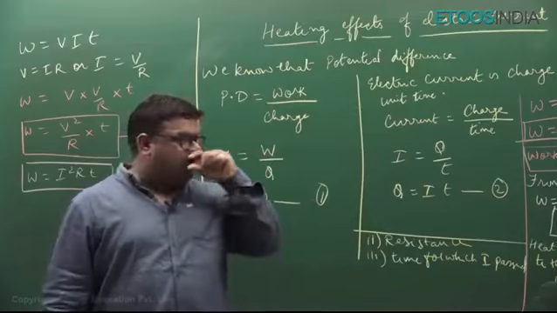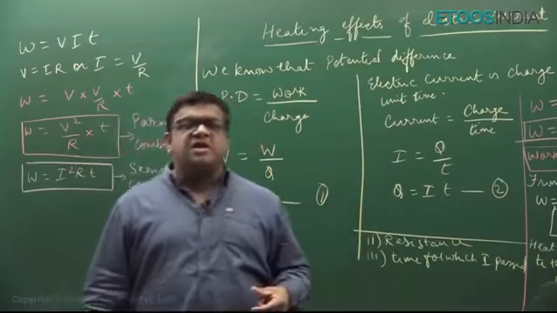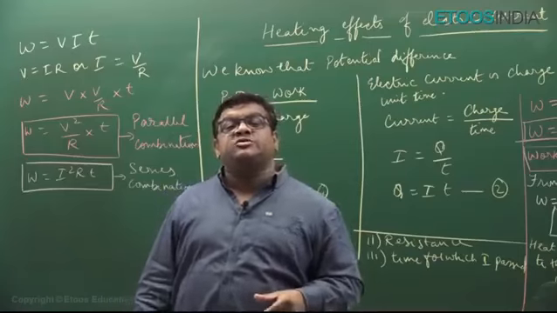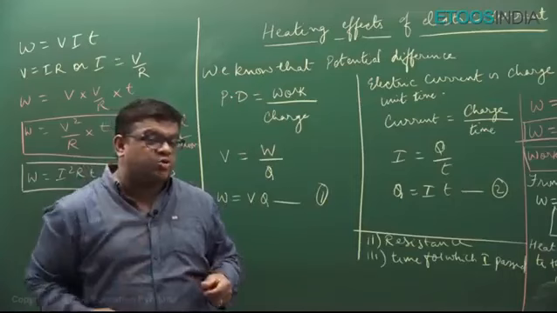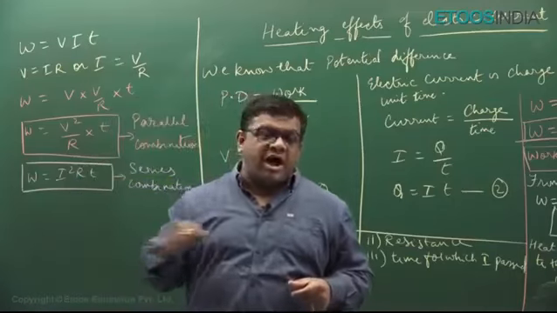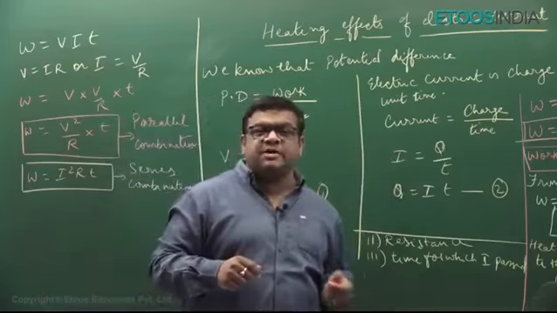Got it? Now, this was about the work done or heat produced. Students, this heat produced is used in many electric appliances, for heating instruments. Like, if I want to iron my clothes, then the filament inside gets heated by this principle only.